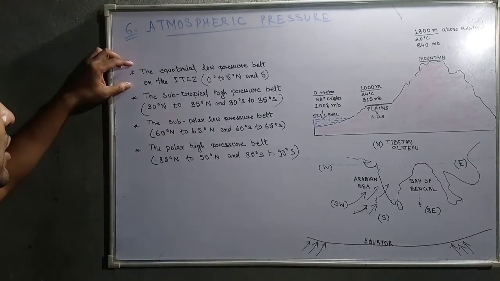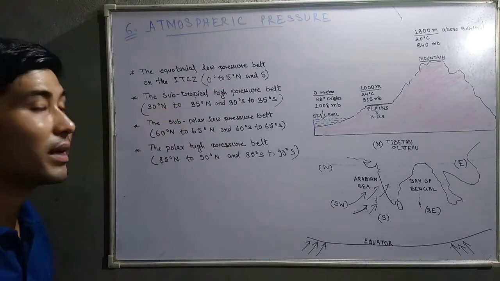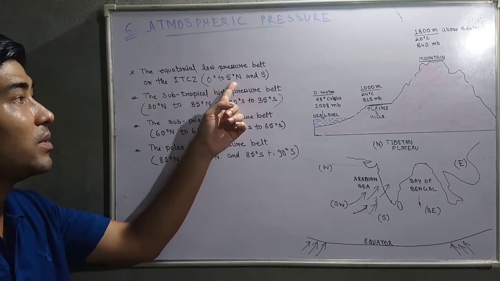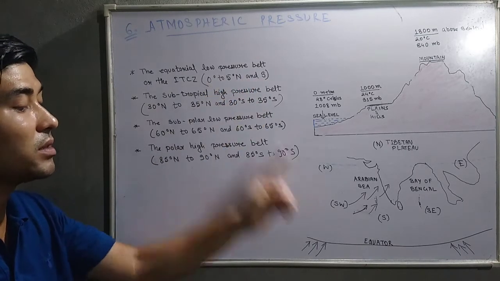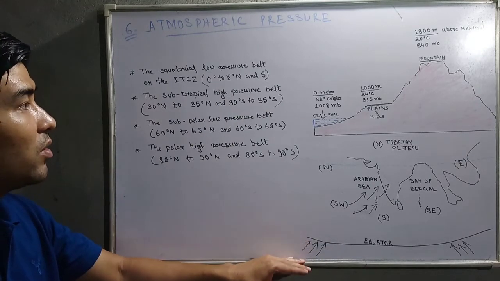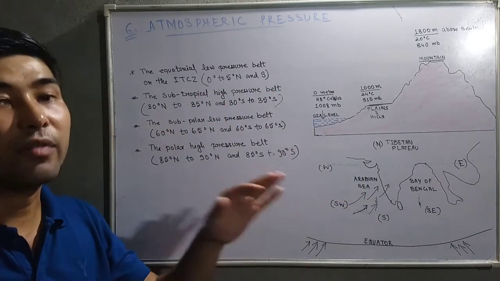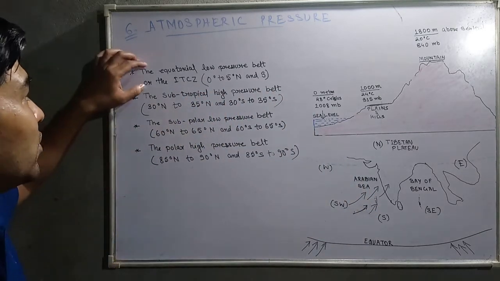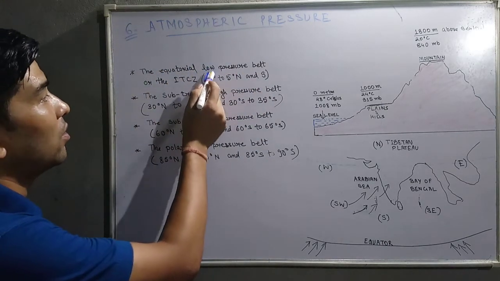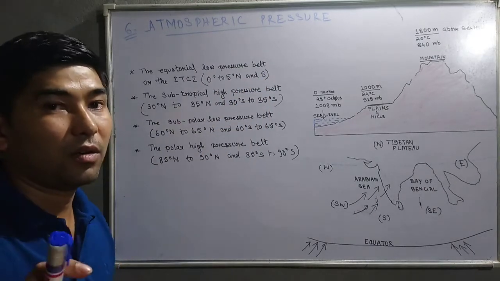Number 1 is the equatorial low pressure belt, or the ITCZ, 0 to 5 degrees north and south. 0 degree is the equator, just above it 5 degrees and just below it 5 degrees. 0 to 5 degrees north and 0 to 5 degrees south belongs to the equatorial low pressure belt.